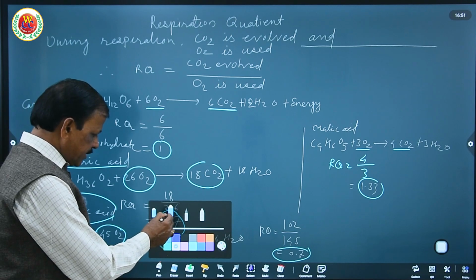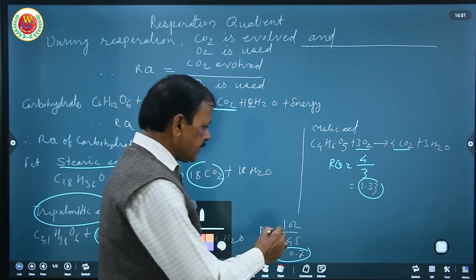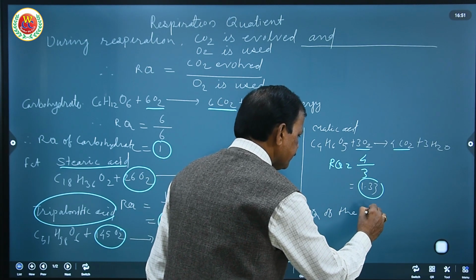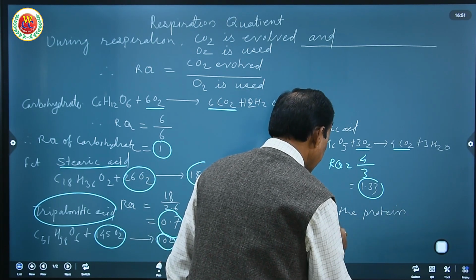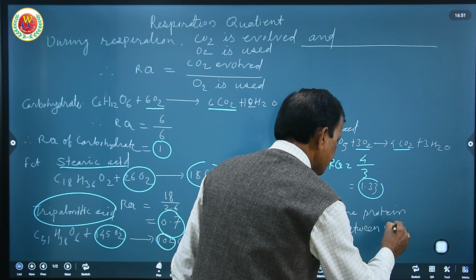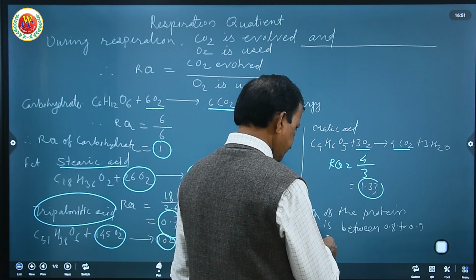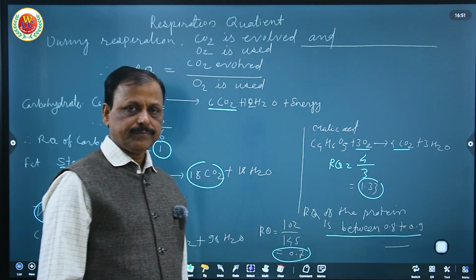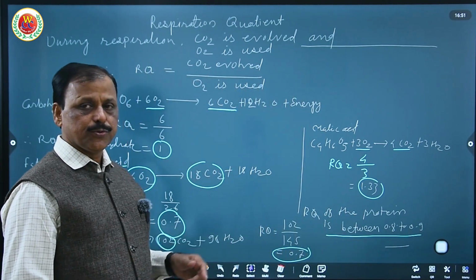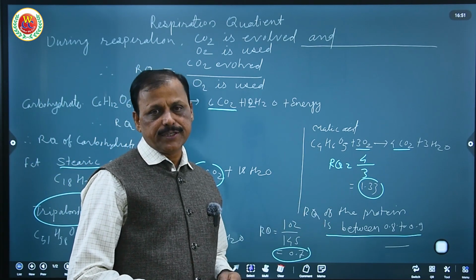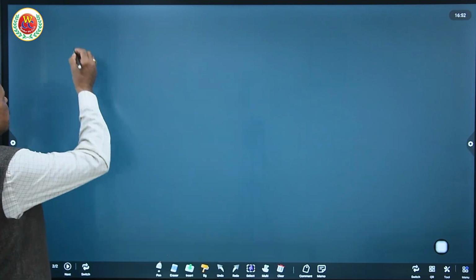Now understand about RQ of the protein. RQ of the protein lies between 0.8 to 0.9. It should be remembered as a part of the series of RQ of carbohydrate, fat, malic acid, organic acid, and protein.